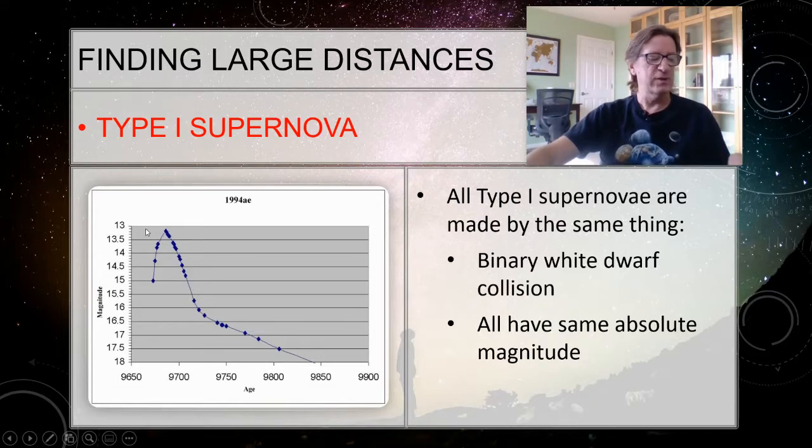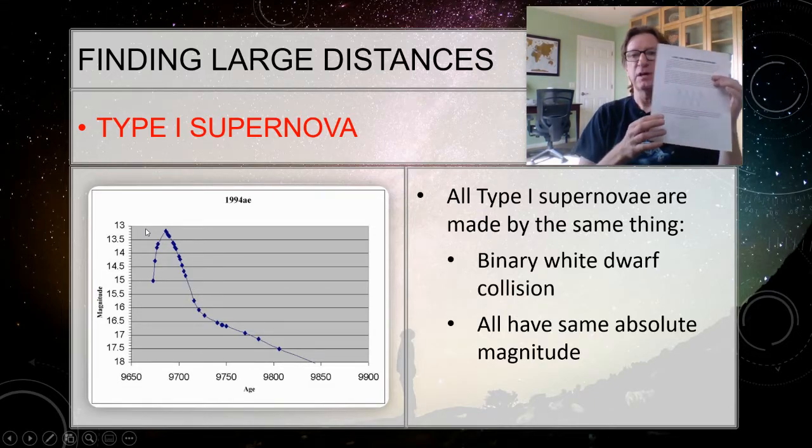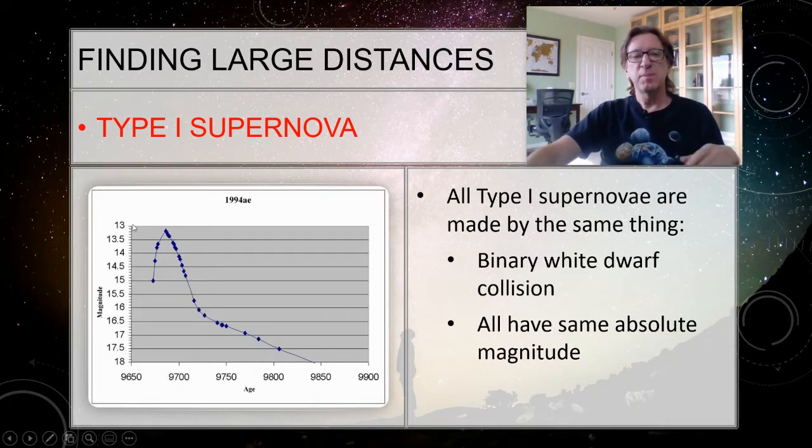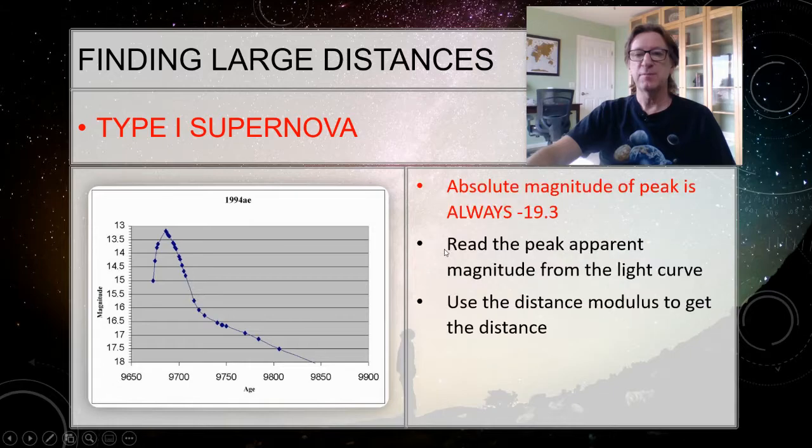You read it more carefully using your chart down here at the bottom. So the apparent magnitude you get just by reading it off. Notice that you do not have to do any kind of averaging. But here's the fun part. The absolute magnitude of that peak is always negative 19.3. No math to do, no calculations, no nothing. It's just negative 19.3. So that's a good number to memorize. So that the peak of that type 1 supernova, its absolute magnitude is negative 19.3.